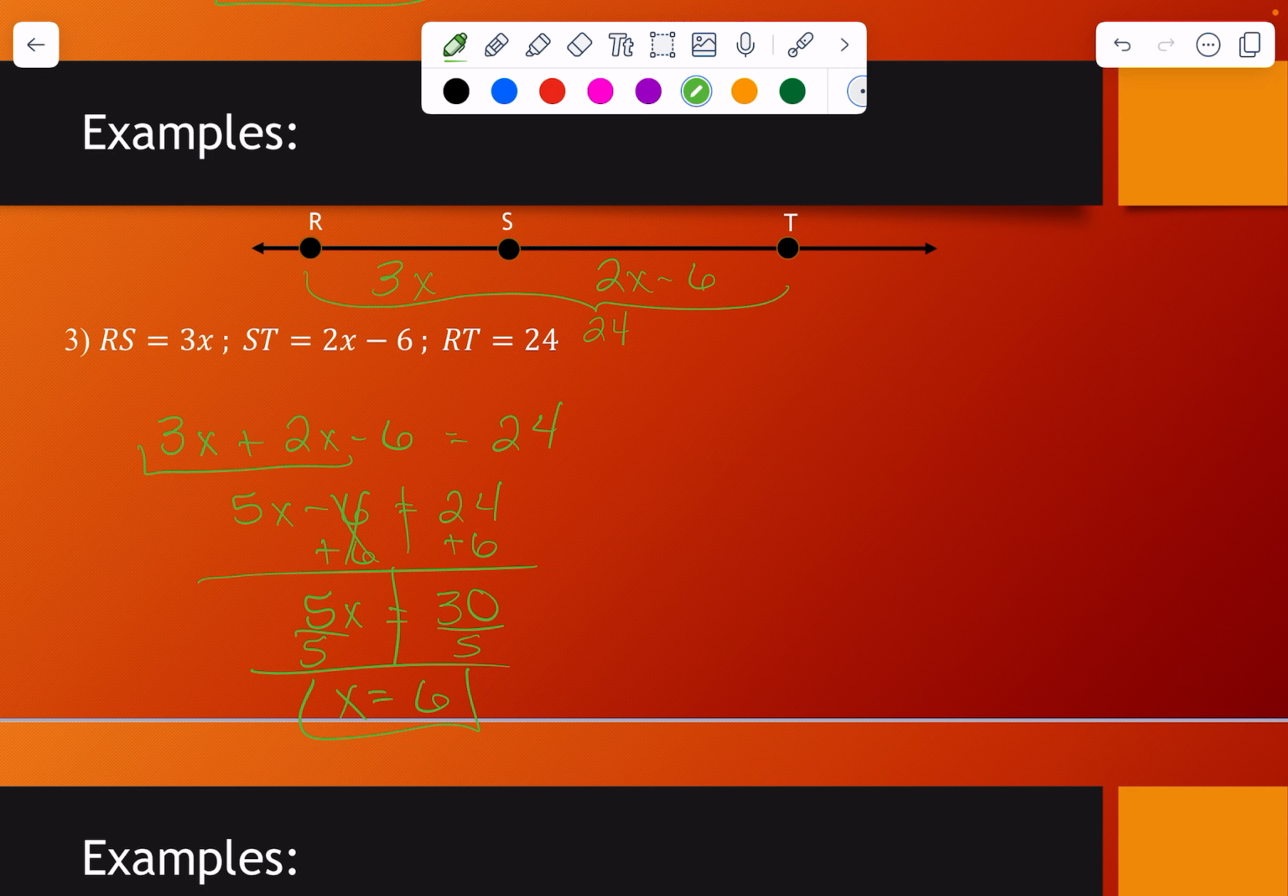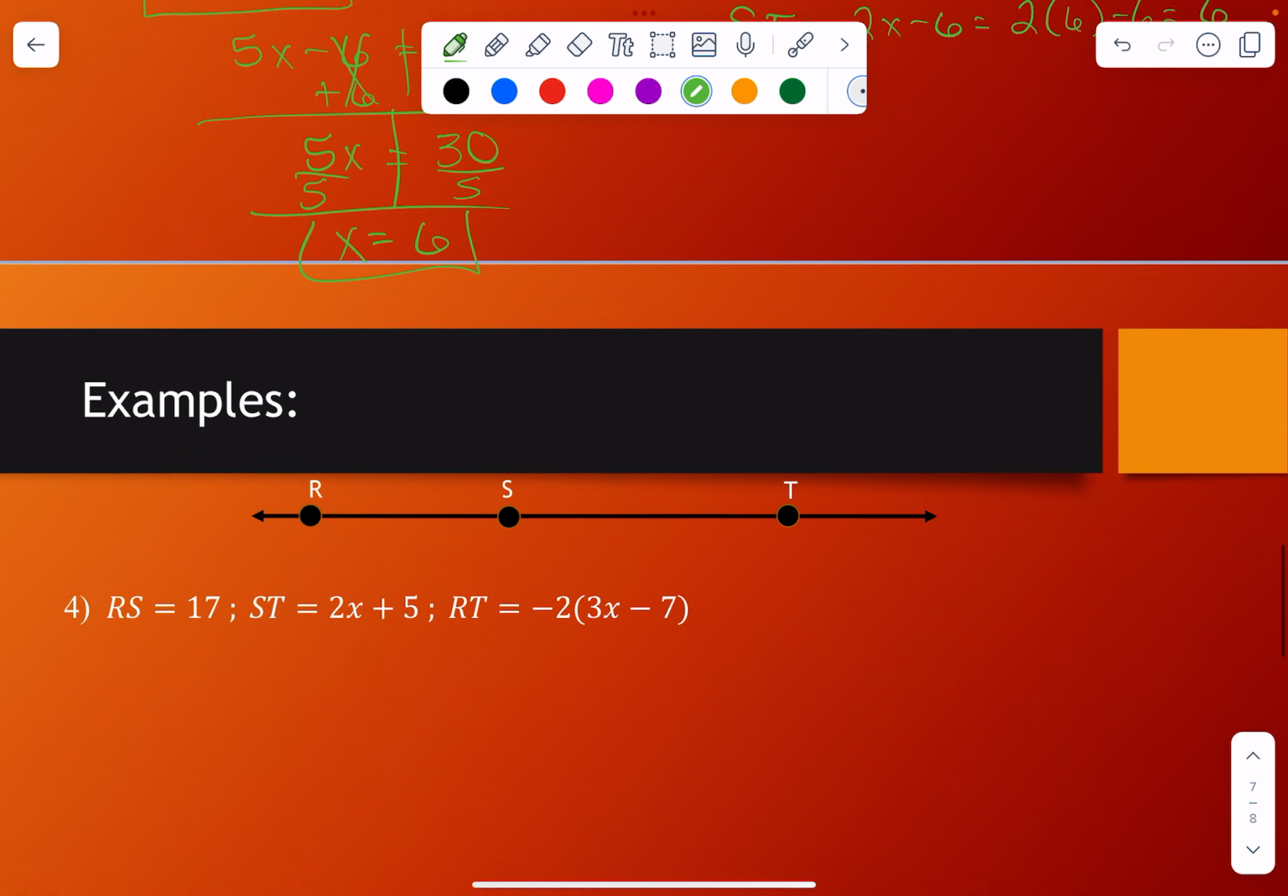Now, if I said, okay, then what's the value of RS and ST? To find RS, we would take the value of 6 and plug it in. It said it was 3x, so it'd be 3 times 6, the value of x, which would be 18 units. ST then would be 2x minus 6, which is 2 times 6 minus 6, which is 12 minus 6, that is the value of 6. Now, if you take 18 plus 6, did it equal the 24? That's an easy way to check your math to make sure that you are doing it correctly. Okay, let's try another one.